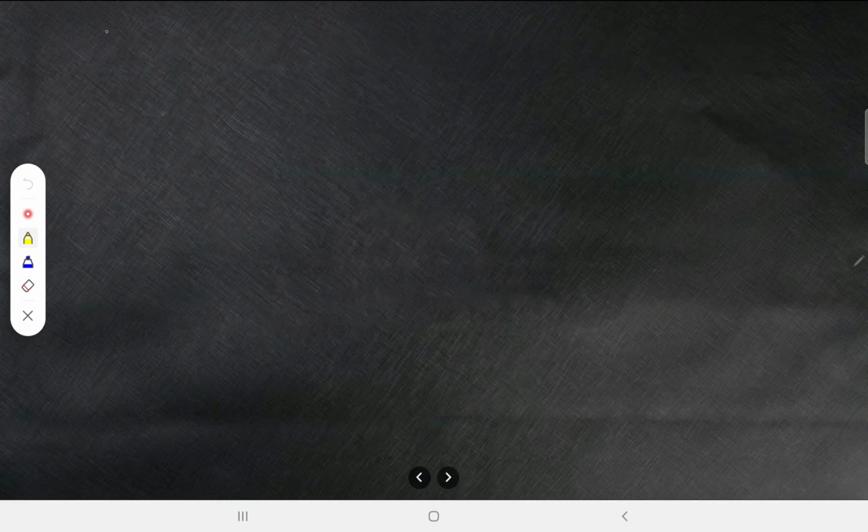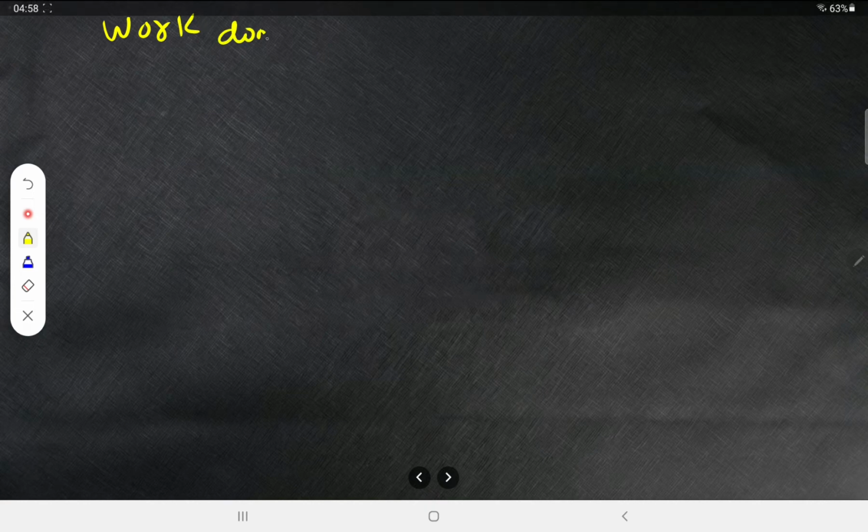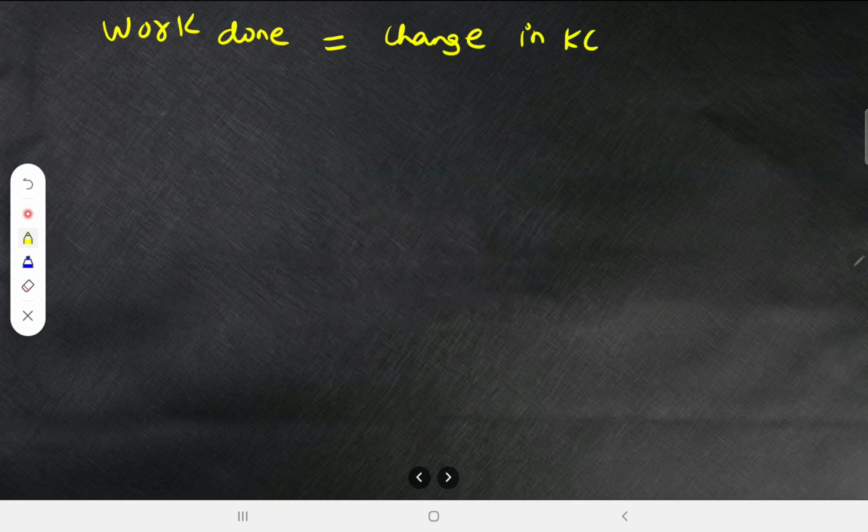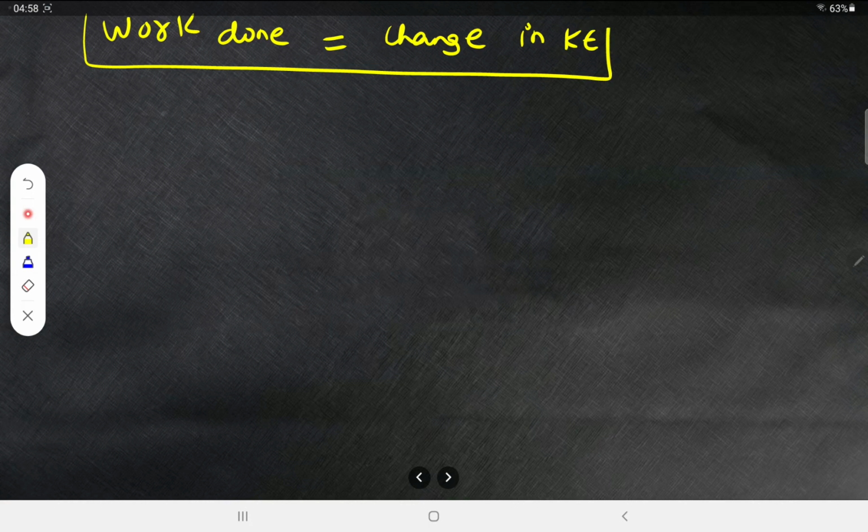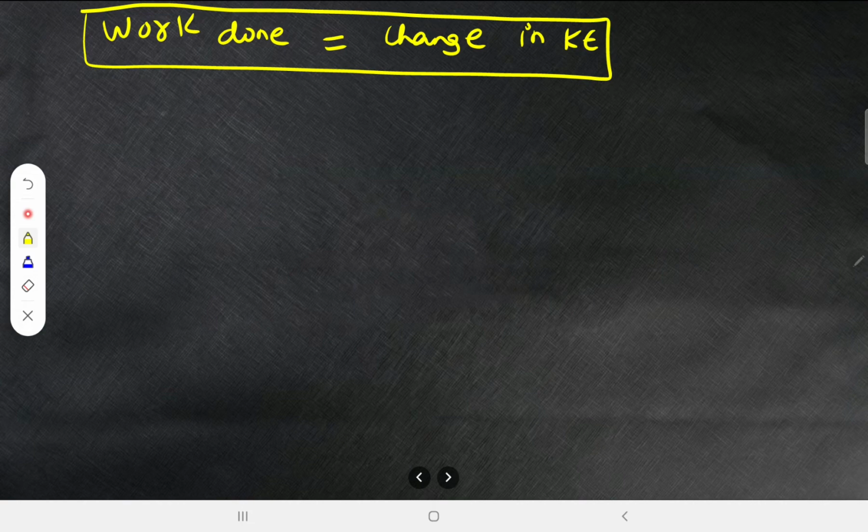So that's why we can directly write that work done on a body is equal to change in kinetic energy. Change in kinetic energy is a very, very important relationship for numericals. Whenever numericals are asked, you can definitely use it. I hope the concept is quite clear.